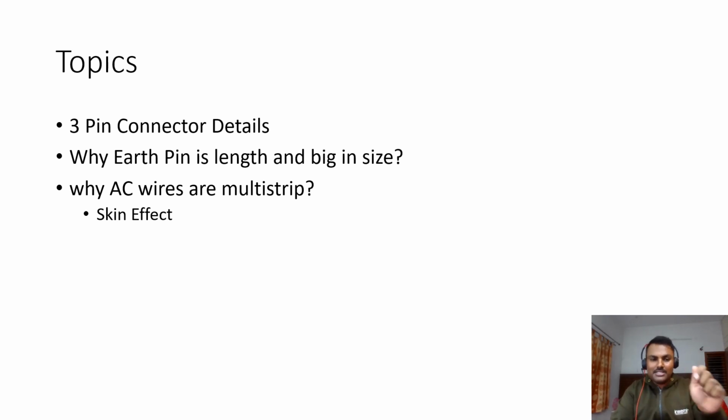among the 3 pins, one is the earth pin, which is broader and lengthier. Why is only the earth pin broader and lengthier? That we are also going to discuss. And why are AC wires always multi-strip wires, meaning copper wires with multiple strips, used for AC? Skin effect is the principle or law which defines why AC wires require multi-strip.